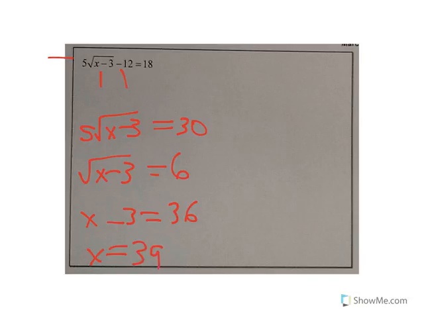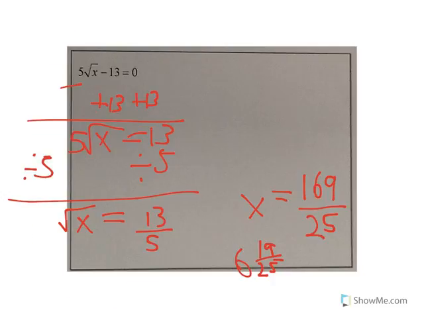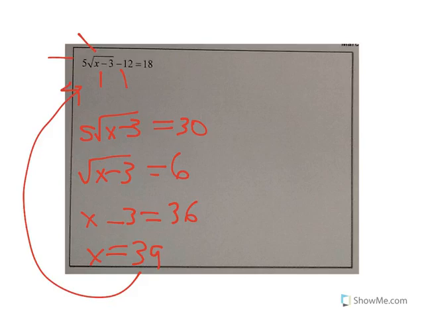Now, one thing you should always be doing is checking your answers. So plug that back in there, and you should have done that with the other one too. That's going to be 39. If I plug that back in where the x is, 39 minus 3 is 36. Take the square root of it, that's 6. 6 times 5, that's 30. 30 minus 12 is 18. So that works. Just like back here, if I plug this value in, I'm going to end up with the correct answer.